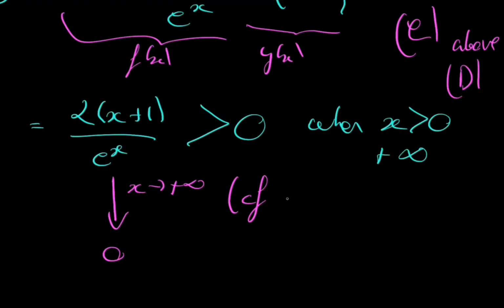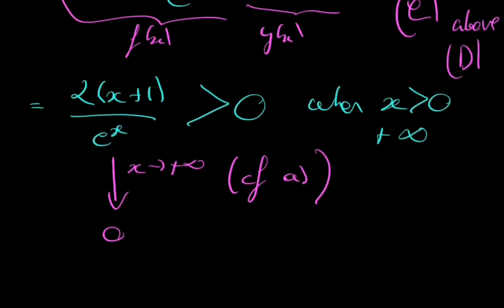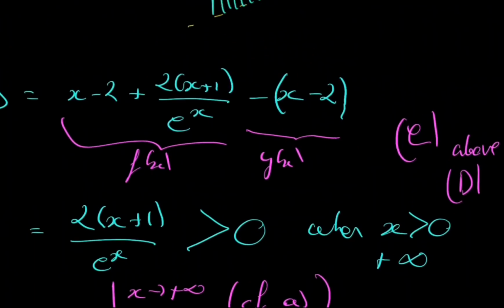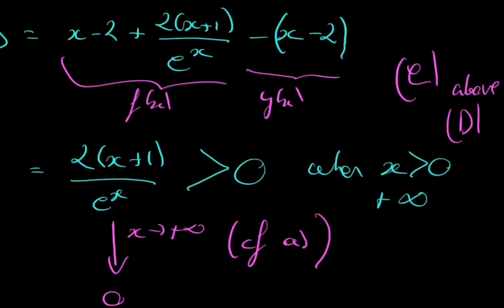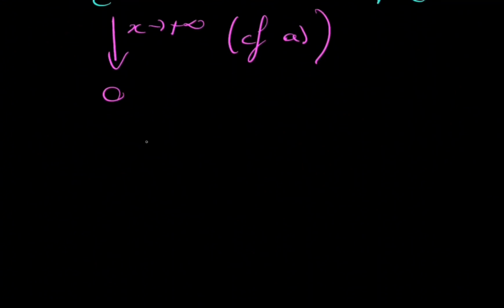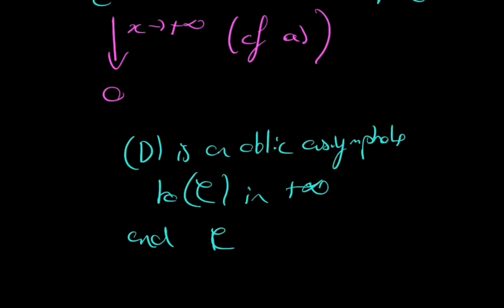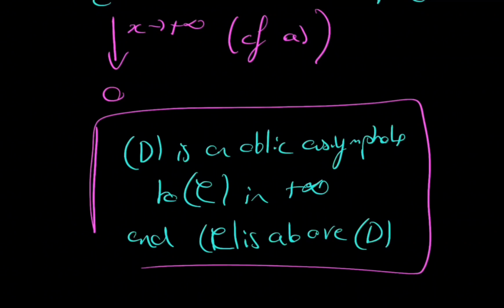So, proved in the first question. Okay, so we just proved that D is an oblique asymptote of equation y equals x minus 2 to C in plus infinity, and that C is above D. And we answered the question.